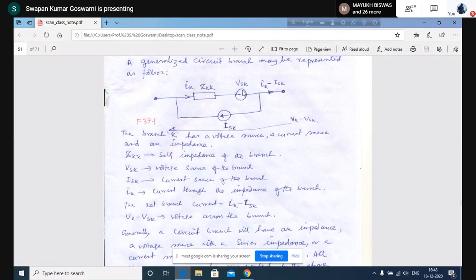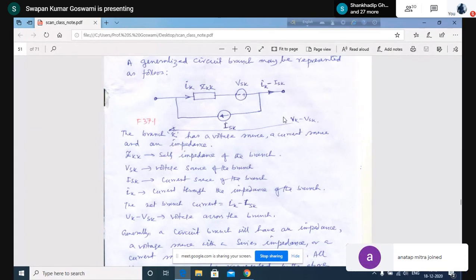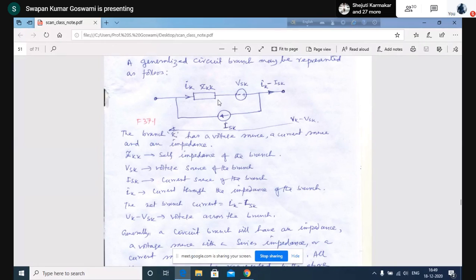Obviously, current flows from a higher potential to a lower potential. That means this potential is higher with respect to this terminal. So what is the voltage here? It is Vk minus Vsk. For Vk, this is the higher potential and this is the lower potential, and for Vsk, this is higher potential, this is lower potential. So if we consider the voltage along this direction, the direction for the rise in voltage, then it is Vk minus Vsk. So Vk minus Vsk is the voltage across the branch.